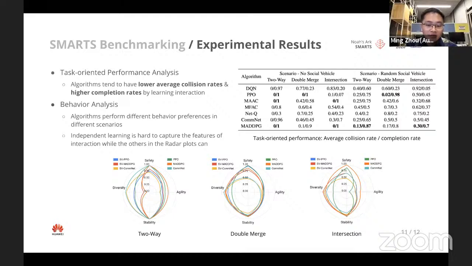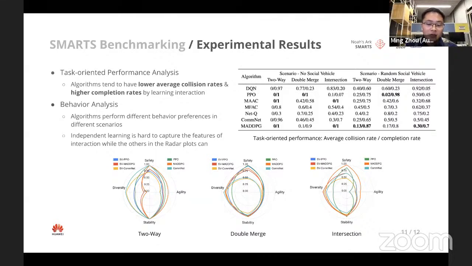Generally speaking, we have knowledge of what behavior preference the agent should perform. For example, in the two-way scenario, it is obvious that a narrow diversity of behavior means it will be driving smoother, because turning right or left will have a lower frequency than speed change. So a high diversity may lead to unnatural driving behavior.